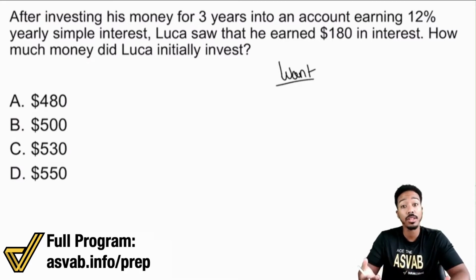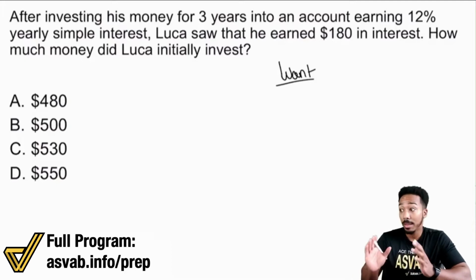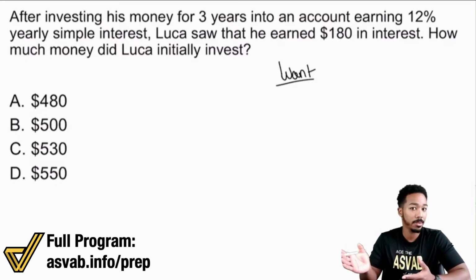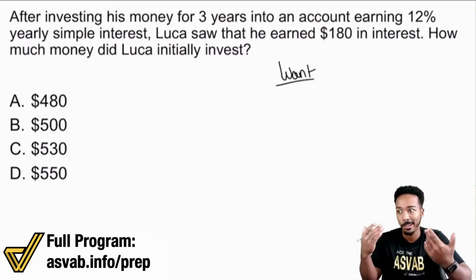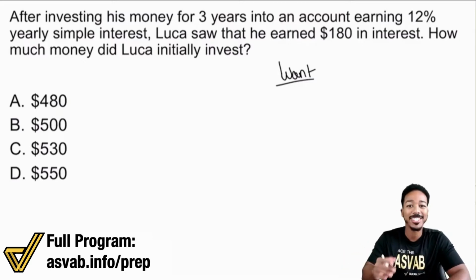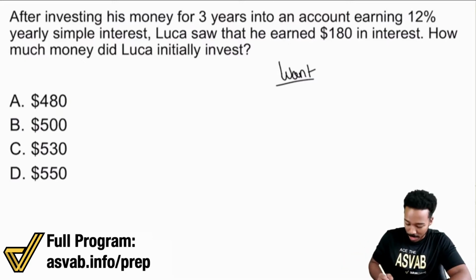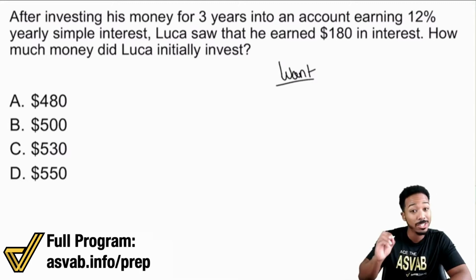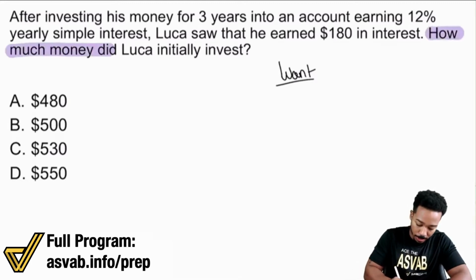This gives you the opportunity to start off by understanding what my end goal should be, as opposed to reading a bunch of information and then getting confused and blanking out, right? So let's go ahead and check this out here. I'm going to highlight the information that I want, and that's always going to be in the question sentence right here. How much money did Luca initially invest?